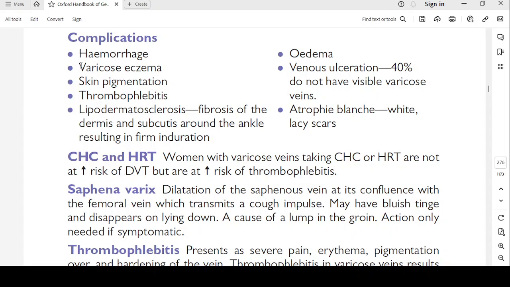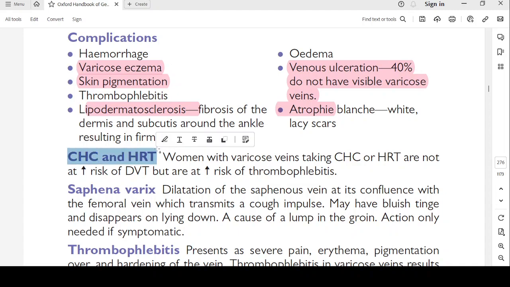Complications: hemorrhage, varicose eczema. This is the more common presentation. Skin pigmentation. Lipodermatosclerosis, fibrosis of the dermis and subcutis around the ankle resulting in firm induration. Thrombophlebitis, venous edema, venous ulceration. More than 40% do not have visible varicose veins, but they have venous ulceration at particular points. Atrophie blanche, white lacy scars are present.